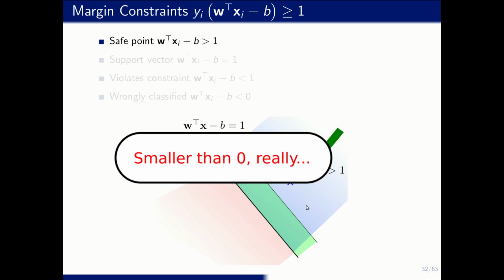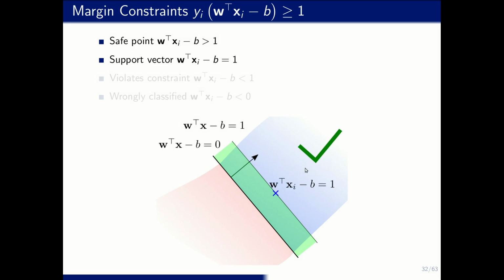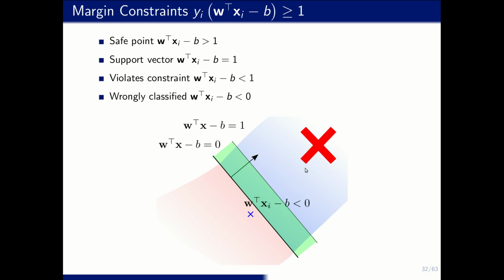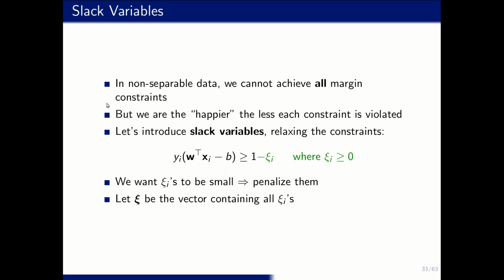If we go back, the only difference between very happy, happy, unhappy, and very unhappy was always just how much this affine function deviates from our constraint. Here it was strictly larger than our constraint, then exact satisfaction of the constraint, slight violation of the constraint, and very strong violation. So essentially this gives us a key to relax our constraint and work with data which is non-linearly separable.